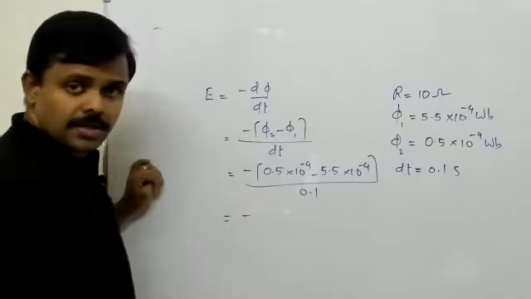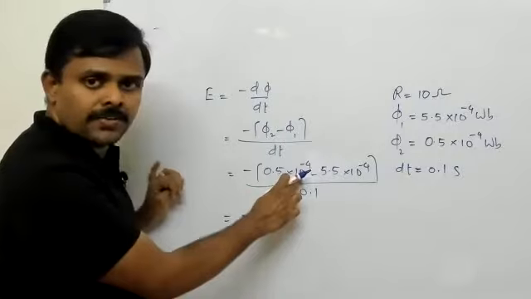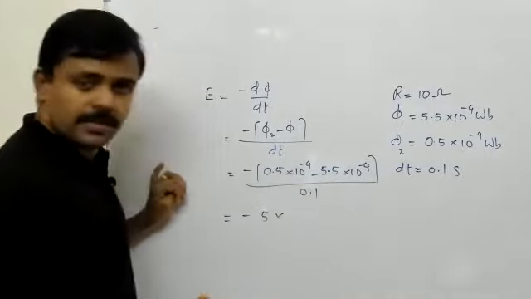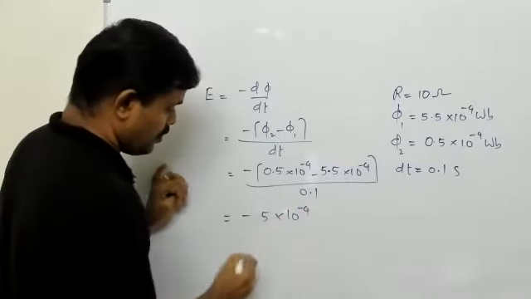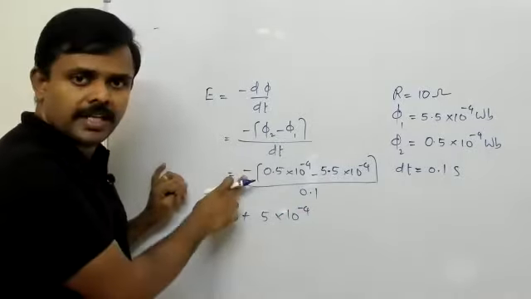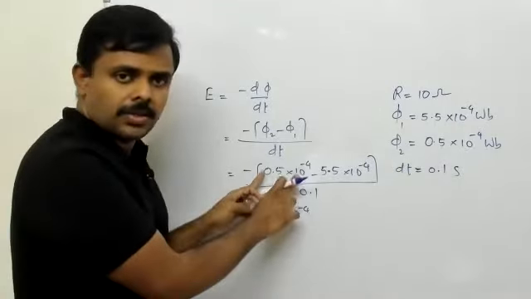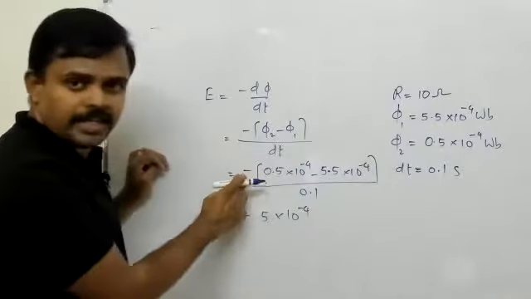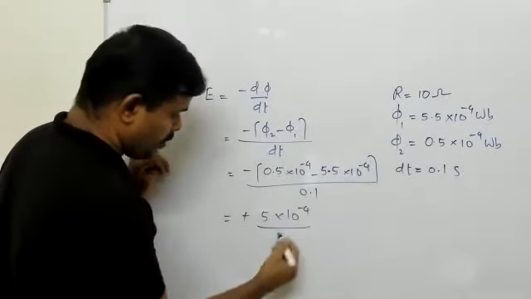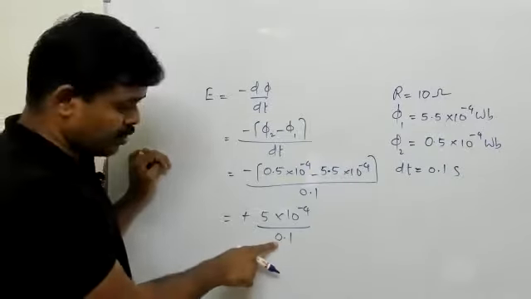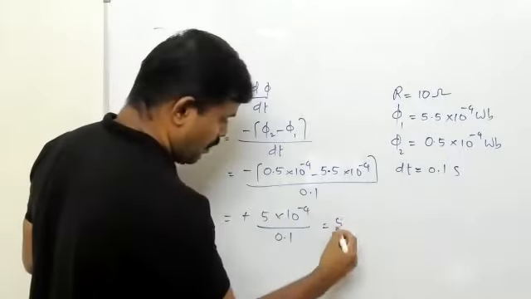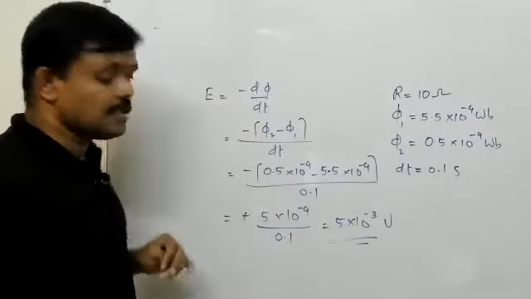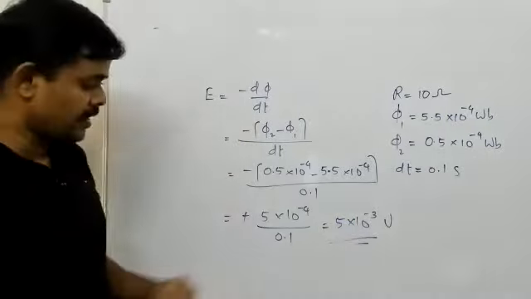What do we get then? This is minus of 0.5 into 10 power minus 4 minus 5.5. 0.5 minus 5.5 is 5 into 10 power minus 4. Oh, there is a negative sign. Already there is a negative sign. This is smaller quantity, this is bigger quantity. When you subtract, you are getting a negative quantity, right? Negative multiplied by negative is positive. Divided by 0.1, this is like 10 raised to minus 1. So I can cut them. What do I get? 5 into 10 power minus 3. It is EMF that they're talking about, so it is in volts.